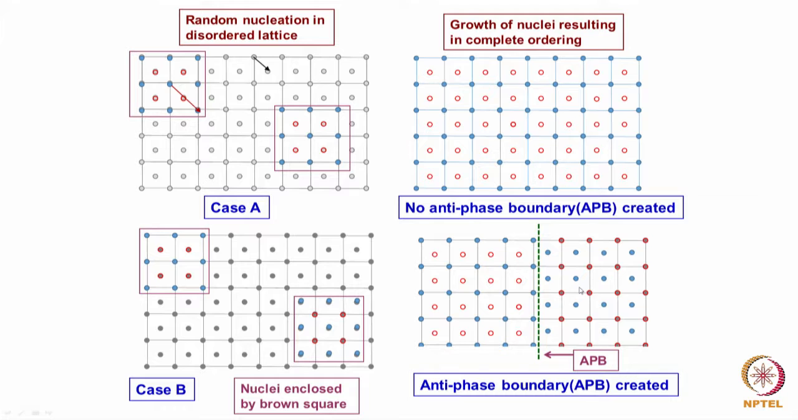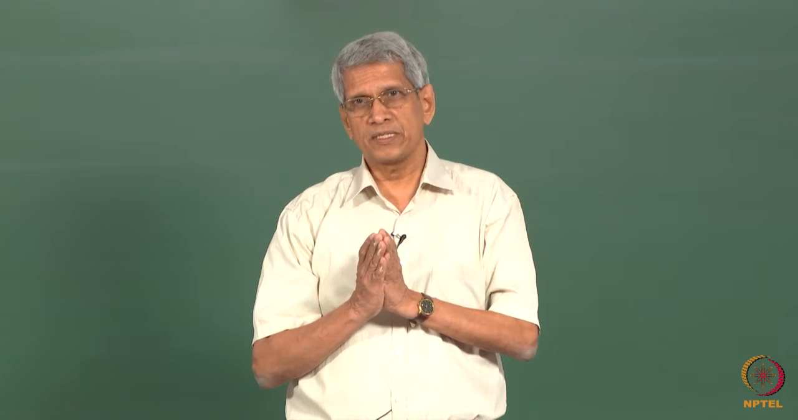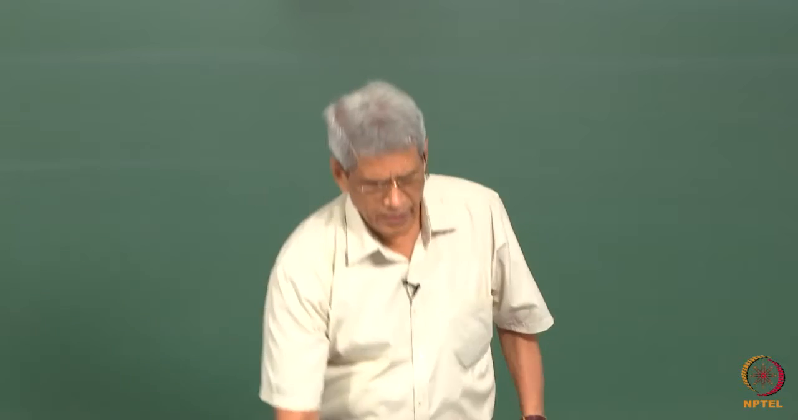This boundary between these two regions is called an antiphase boundary. If you look in this region, this is perfectly ordered. You look here also, this is the same type of structure, but when they join together at the interface, the atoms are not matching correctly.